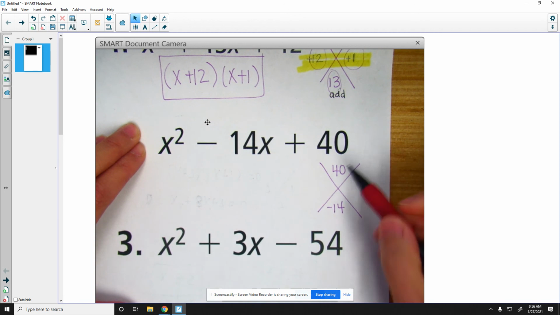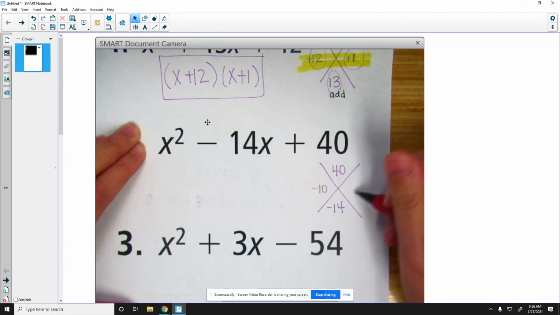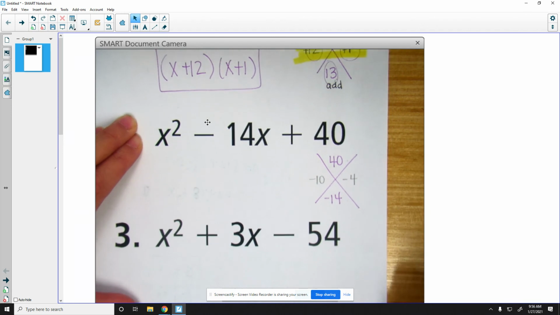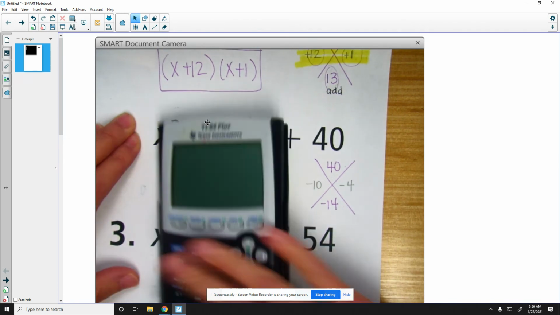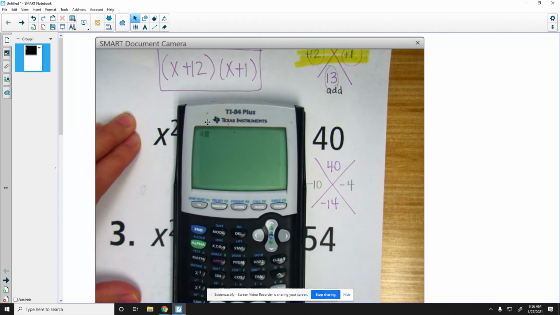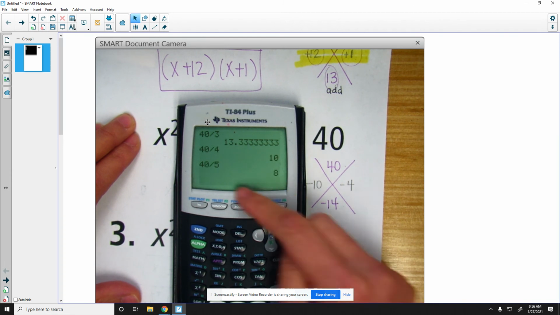Okay, so you've got to do some mental math. What times what is 40, but adds to negative 14? Grayson? Negative 10 and negative 4. It might take you a few tries. And honestly, if you don't know, this is what I would do if I were you. I would say, okay, 40 divided by 2, 40 divided by 3, 40 divided by 4, 40 divided by 5, and just kind of go through my math facts like that and see what I can do.